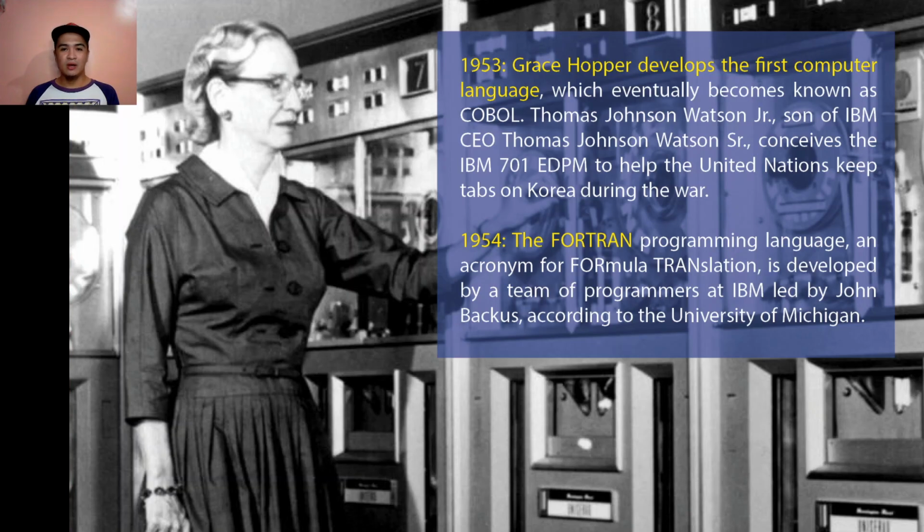Okay. Now, you have 1953, Grace Hopper develops the first computer language, which eventually becomes known as COBOL. Thomas Watson Jr., son of IBM CEO Thomas Watson Sr., conceives the IBM 701 EDPM to help the United Nations keep tabs on Korea during the war. You know what? Most computers before, after they evolved from the punch card systems, were used because of war. Okay. Now, in 1954, the Fortran programming language, an acronym for formula translation, is developed by a team of programmers at IBM led by John Backus, according to the University of Michigan.